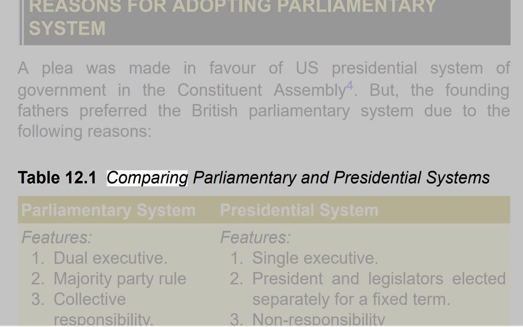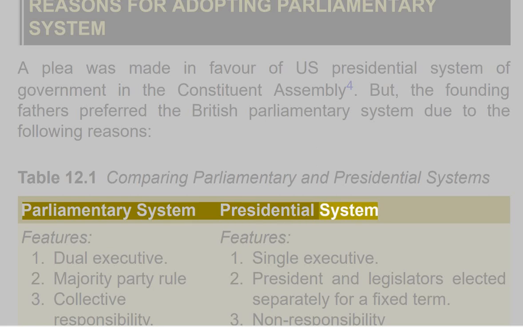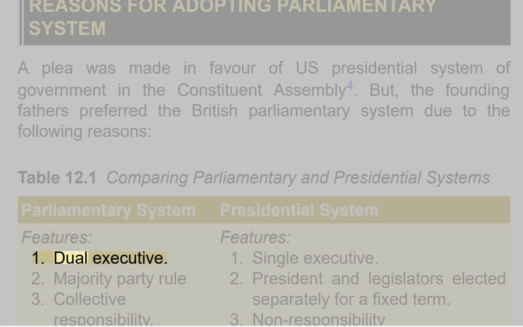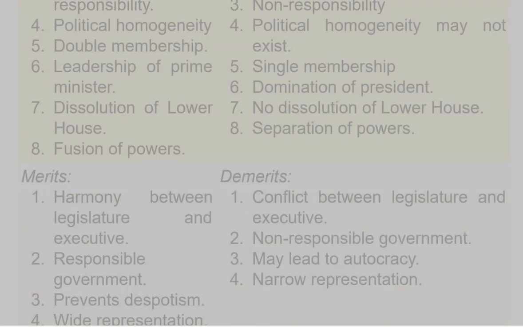Table 12.1 Comparing parliamentary and presidential systems. Parliamentary system. Features. 1. Dual executive. 2. Majority party rule. 3. Collective responsibility. 4. Political homogeneity. 5. Double membership. 6. Leadership of Prime Minister. 7. Dissolution of lower house. 8. Fusion of powers.